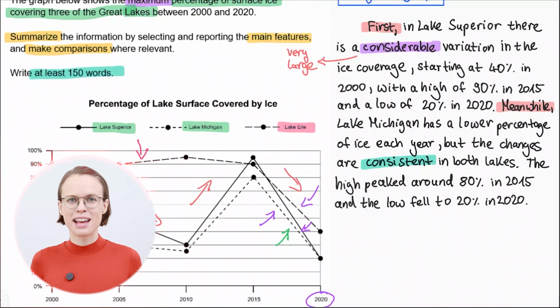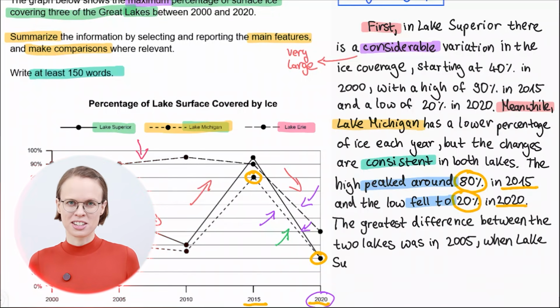In this video, I'm going to show you how to write a Band 9 answer for a line graph in IELTS Writing Task 1. You will learn how to structure your answer, how to use advanced grammar and vocabulary, and more tips and tricks to improve your band score.